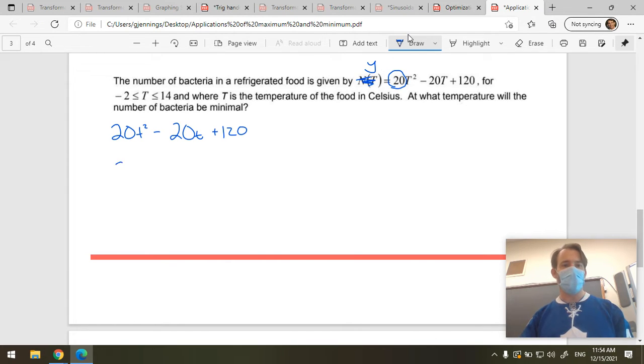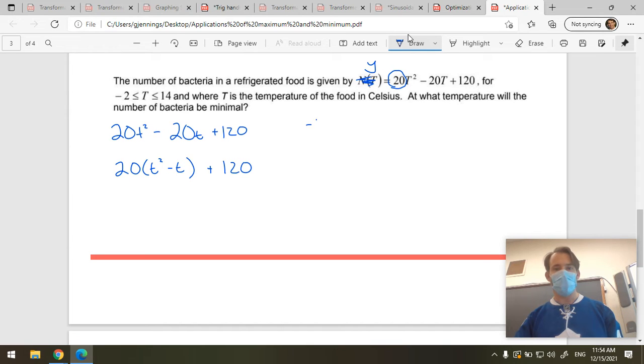So that would be 20 multiplied by t squared minus t. So that's just 20 divided out of both of these terms. This is a minus, so that's a minus, plus 120. Okay. Now I notice here my B value is -1. So I'm going to take -1 over 2 and square it. That's going to give me 1 over 4.